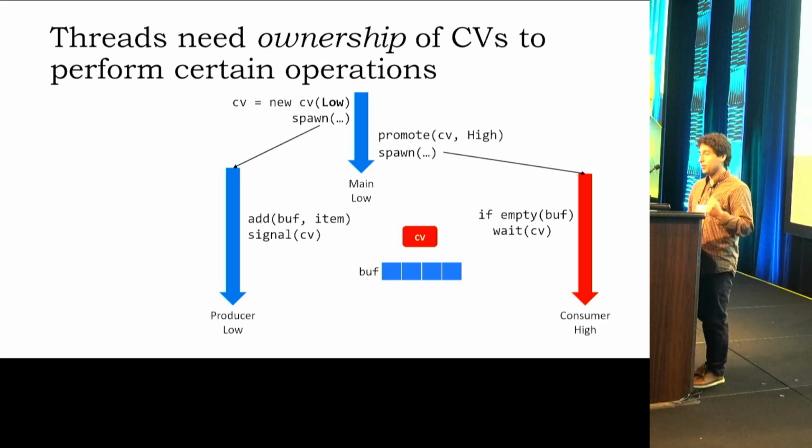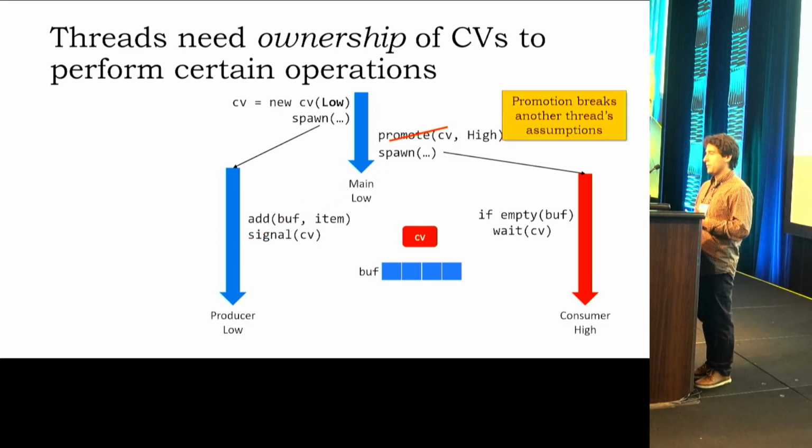But now this signal in the producer is attempting to signal a high priority CV, which is not allowed. It was well typed at the time the producer was spawned, but it's not anymore, so we violated type safety. And in fact, what violated type safety is not this signal, it's actually this promotion, because we have now broken another thread's assumptions that it holds concurrently.